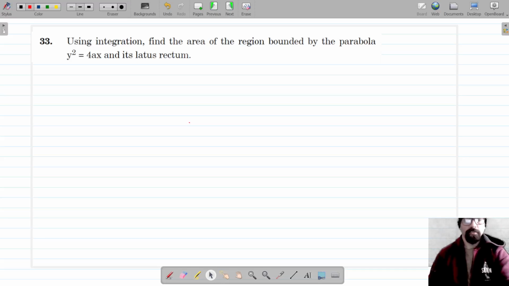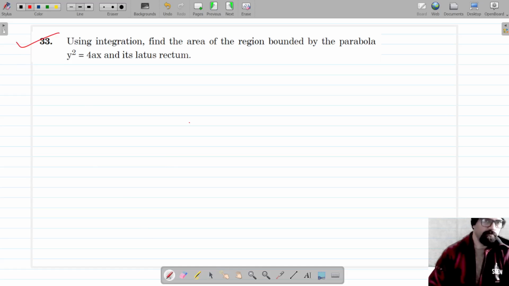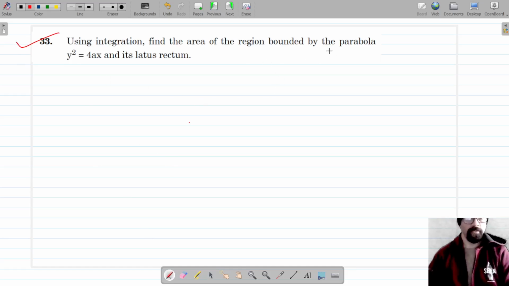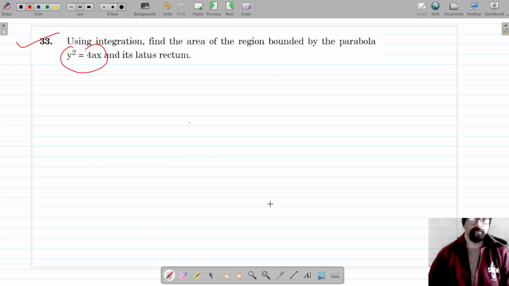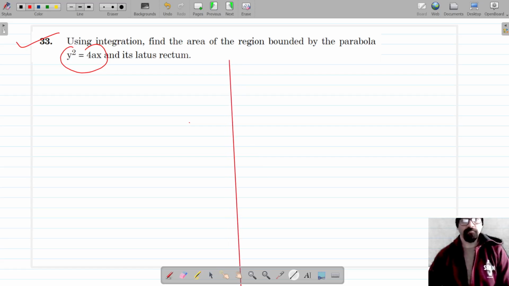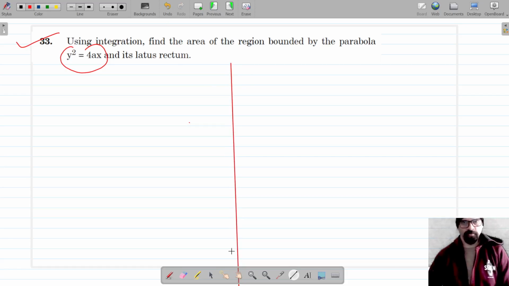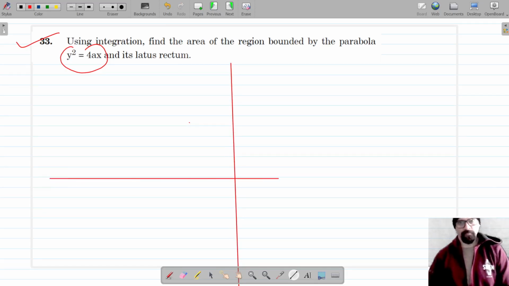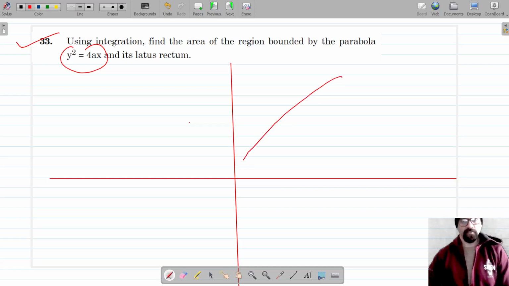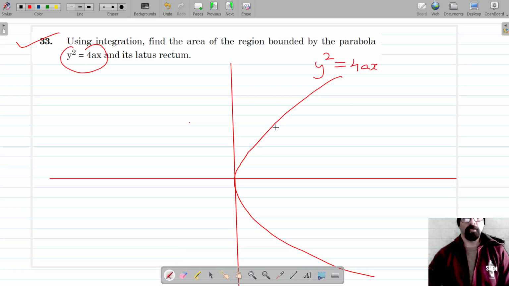Okay, next question. This is question number 33. We have to use integration to find the area of the region bounded by the parabola y square is equal to 4ax. The parabola y square is equal to 4ax has its vertex on the origin and it opens in the positive direction of the x-axis.